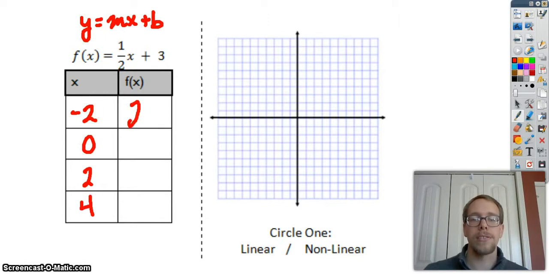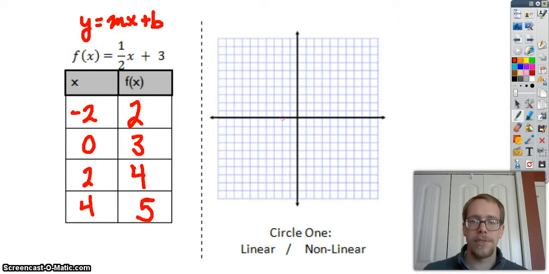Plus 3, well, that's 2. 1/2 of 0 is 0, plus 3 is 3. 1/2 of 2 is 1, plus 3 gives me 4. And 1/2 of 4 is 2, plus 3 gives me 5. I'm going to go ahead and plot those points.